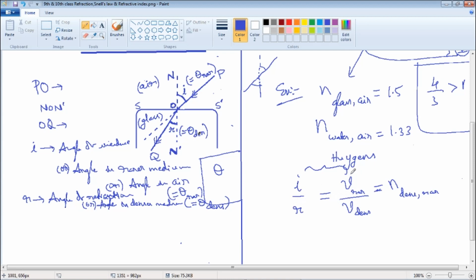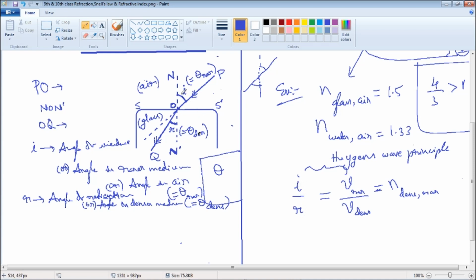So we just guessed that this ratio should be approximately equal to angle in the rarer medium divided by angle in the denser medium. But Huygens was a scientist. He gave a certain principle called Huygens wave principle. So from this wave principle, he proved that this ratio is exactly equal to I by R. Not even a slight mistake will be there, exactly equal to I by R, but provided I and R are very small. They should be less than 10 degrees.